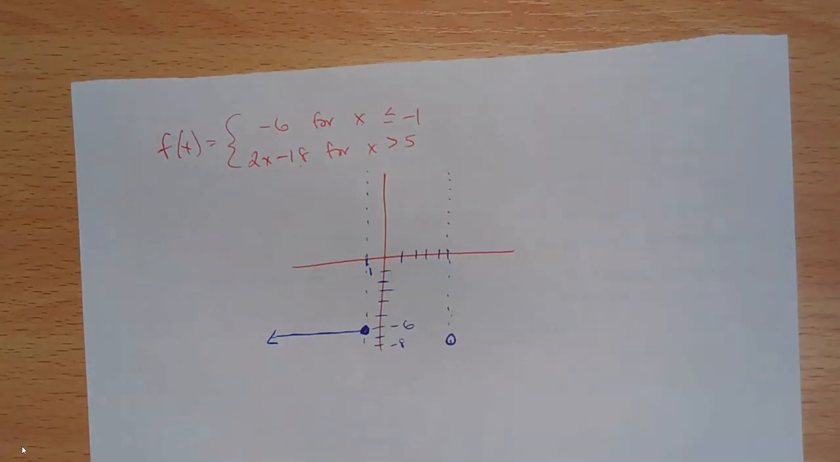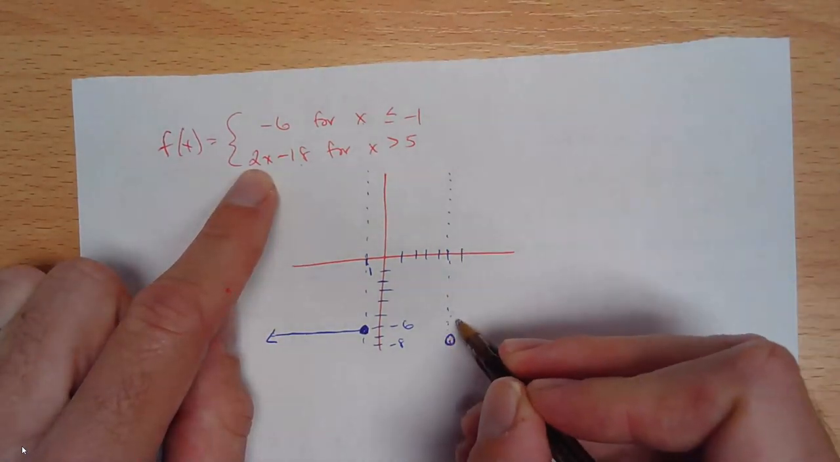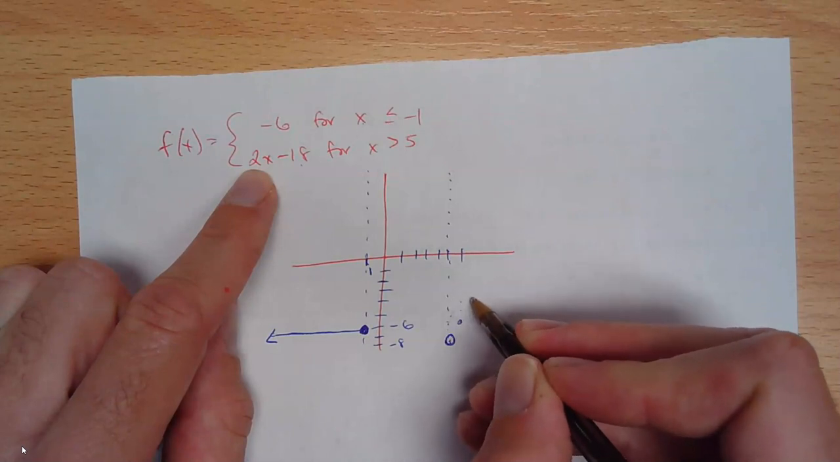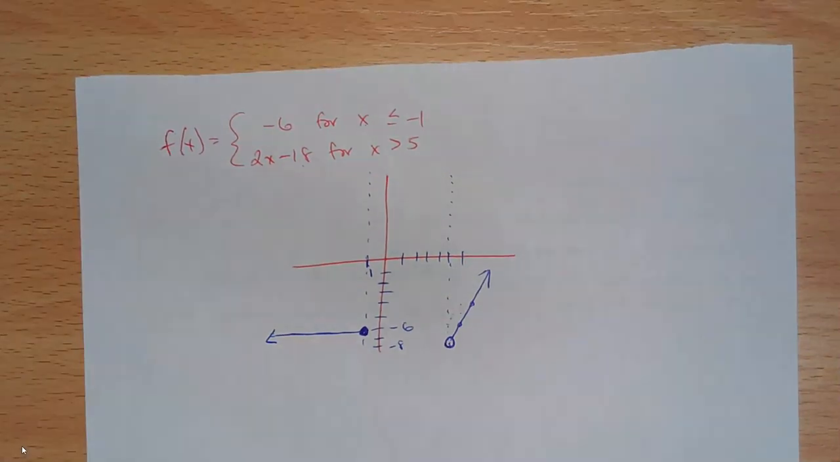And then from that point on, it's a linear equation that has a slope of 2. So if I want to go over 1 unit, I need to go up 2, over 1, up 2, over 1. It's going to follow that pattern that way. So, any questions in here?